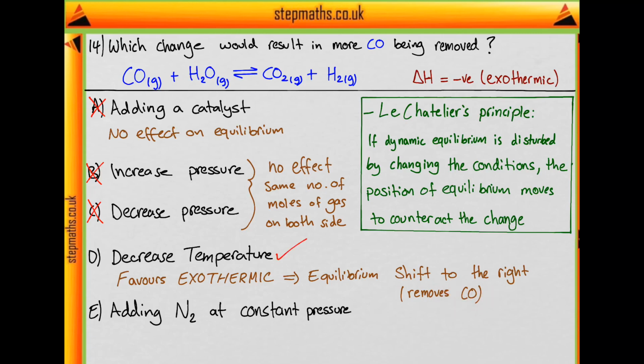That means that E is wrong, and this is because adding nitrogen at constant pressure will have no effect, as nitrogen doesn't take part in the reaction. It just floats around minding its own business.